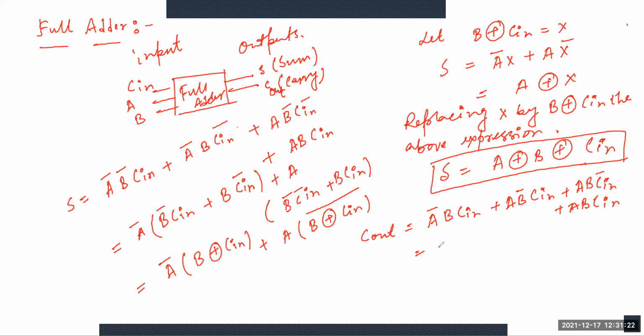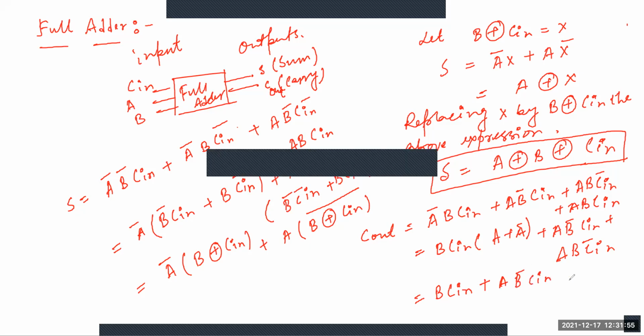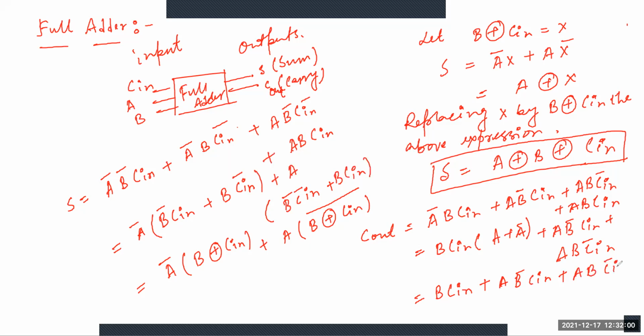Okay, so here we are just simplifying this equation. So this is B C in, so in the bracket A plus A bar, plus A B bar C in plus A B C bar in. So from this we can write B C in plus A B bar C in plus A B C bar in.